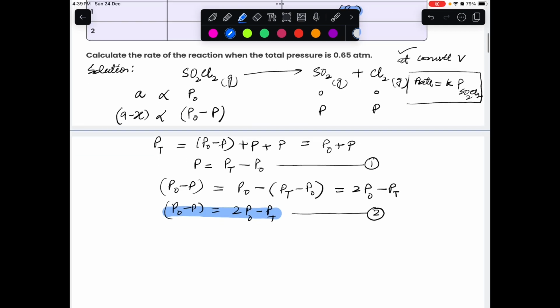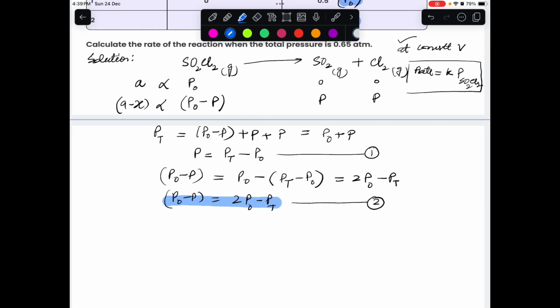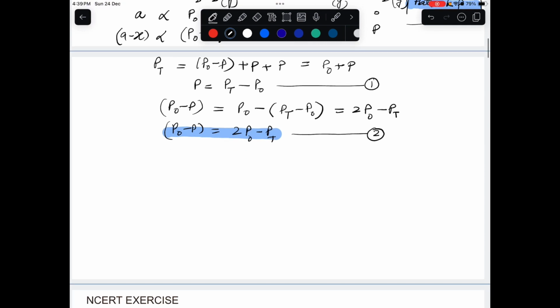Okay. Now we have to calculate the rate of the reaction, and rate is given as the rate constant multiplied by the partial pressure of your sulfonyl chloride at that very time. So for this, both quantities should be known to us. We should know the rate constant and the partial pressure of sulfonyl chloride at a given time. So first we have to calculate the rate constant.